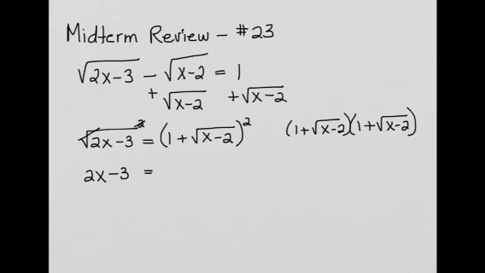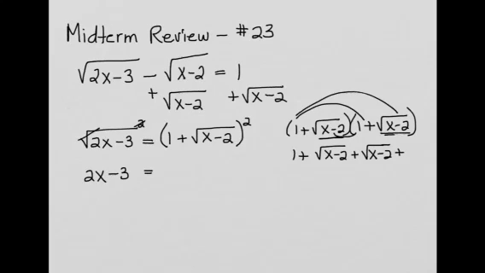And when I FOIL, I get 1 plus, so 1 for the first. Outer would be 1 times the square root of x minus 2. That gives me the square root of x minus 2. The inner is the square root of x minus 2 times 1. So I have another square root of x minus 2. And then plus, for the last, we have the square root of x minus 2 times the square root of x minus 2. So that just gives me an x minus 2, because the square root of something times itself gives you just the quantity under the radical.